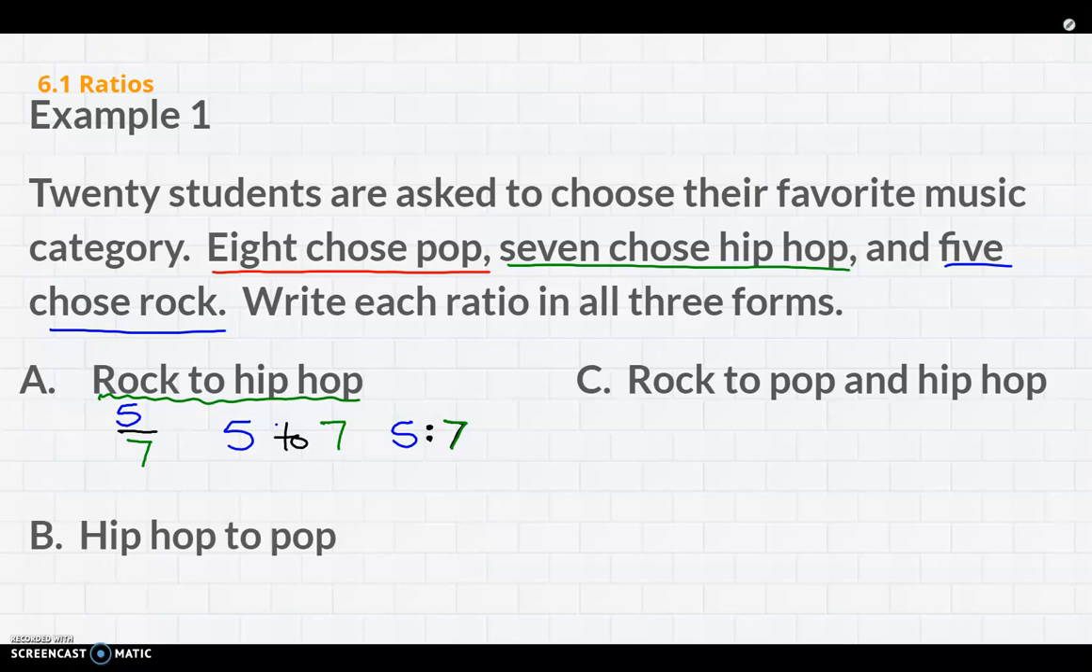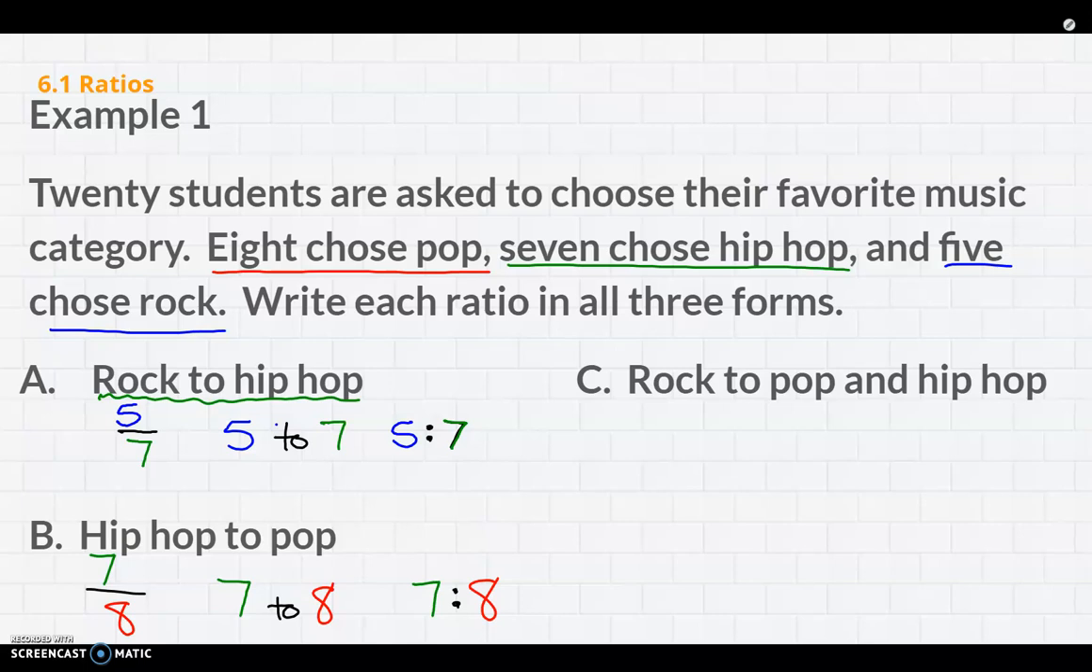Hip hop was 7. So again, first is my fraction. Pop was 8. Okay, so I have 8, and there is my ratio. I'm going to write that ratio with the word to, and with a colon. So 7 to 8. This one is going to have the word to. This one will just have a colon. So there are the three ways to write hip hop to pop.